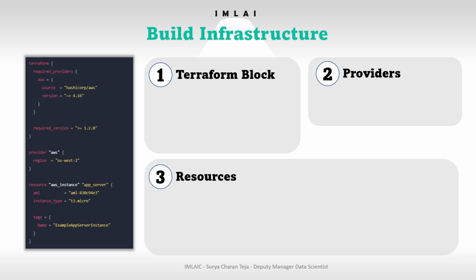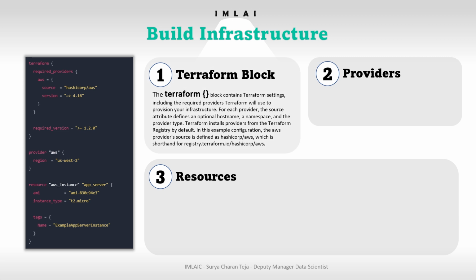The first one is the Terraform block. The Terraform block contains Terraform settings, including the required providers Terraform will use to provision your infrastructure. And for each provider, the source attribute defines an optional hostname, a namespace and the provider type. Terraform installs providers from the Terraform registry by default.